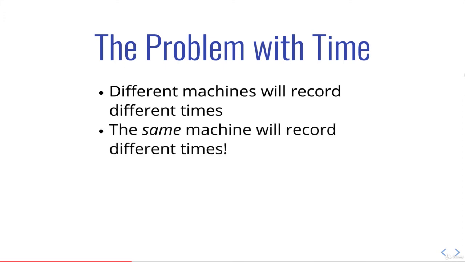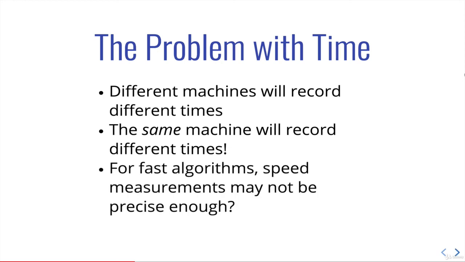And as we saw, the same machine will record different times. So in my browser, I just did the exact same code, that first example, and it differed each time by a little bit, which isn't really a problem. But it still shows that it's not precise and that we can't rely on that.